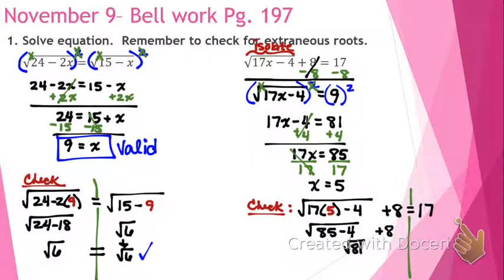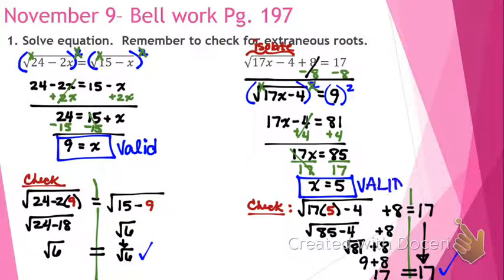81. So I have the square root of 81. Square root of 81 is 9. 9 plus 8 is 17. And this whole time on the other side we had a 17. These really are equal. And so this is valid. Nice work, guys. All right.